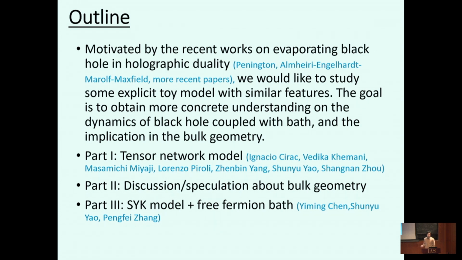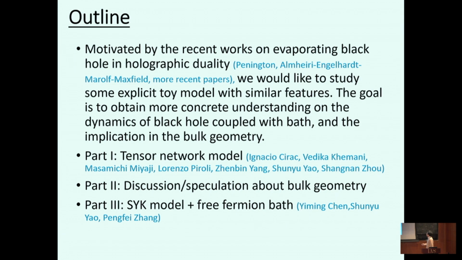Although I'm going to talk about some toy models, some of them are more directly related to the SYK part, maybe more directly related to these works. But with the tensor network, we would like to study some different features of similar models, with scrambling and coupling to the bus competing with each other, interplaying with each other.